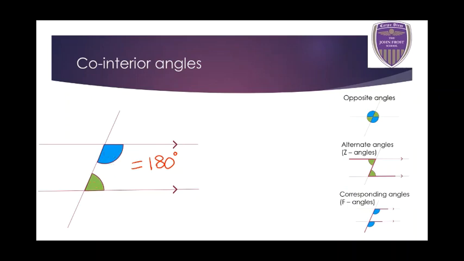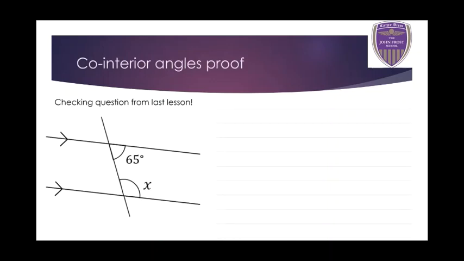Okay, so if we look at the checking question from last week, we can prove this. Because we said, using corresponding angles, using F angles, we were able to find that this angle was 65 degrees. And angles on a line, if I just use a different color pen for a line, so these two are on a straight line here, have to add up to 180 degrees. So x plus 65 equals 180 degrees. So therefore, x had to equal 115 degrees, okay?